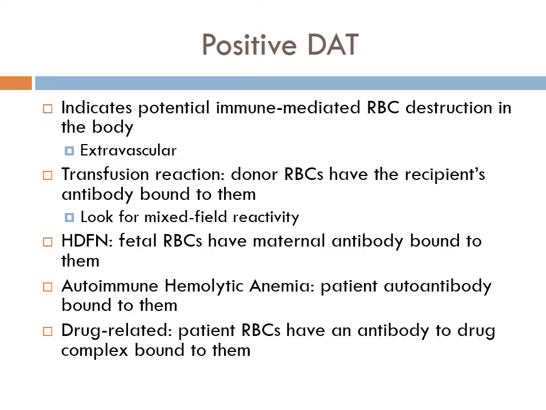So a positive DAT is going to indicate a potential immune-mediated RBC destruction in the body, extravascular destruction. For transfusion reactions, if donor RBCs have the recipient's antibody bound to them, we're going to be looking for a mixed field reactivity. Mixed field meaning that normally we would see, like, a 3+ with those big clumps with a clear background. You may see those big clumps with also hazy, unagglutinated cells in there as well.